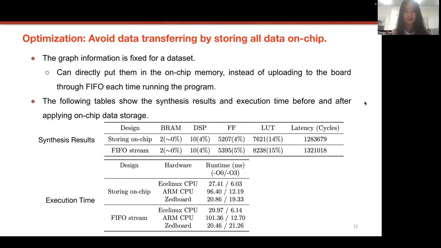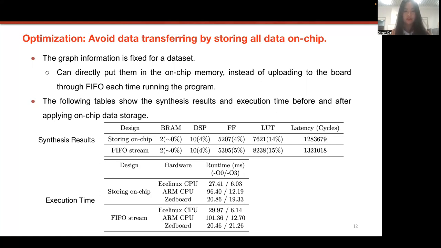Okay, so let me introduce our next optimization strategy, which is to avoid the data transferring by storing all data on chip. Because for this application, when we fix a data set, all the graph information is also fixed. So we can directly put them in the on-chip memory on the board instead of uploading them to the board through FIFO whenever we run the program.